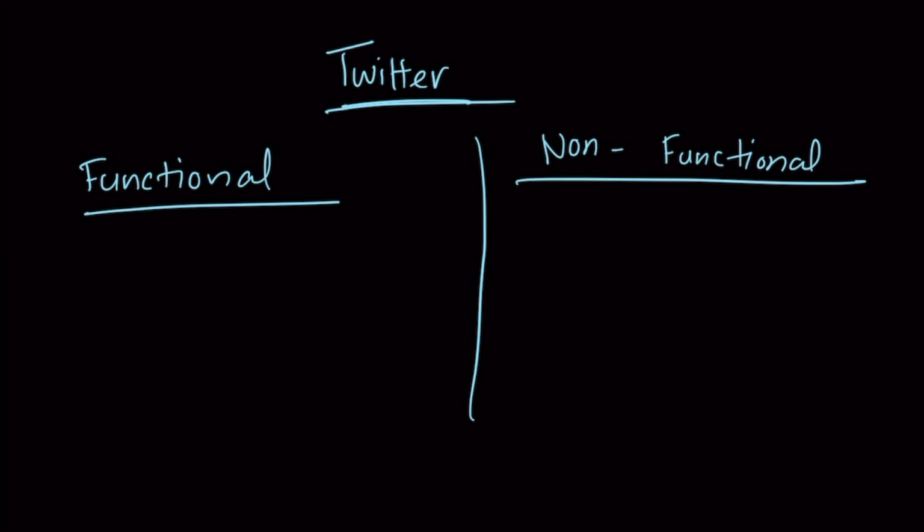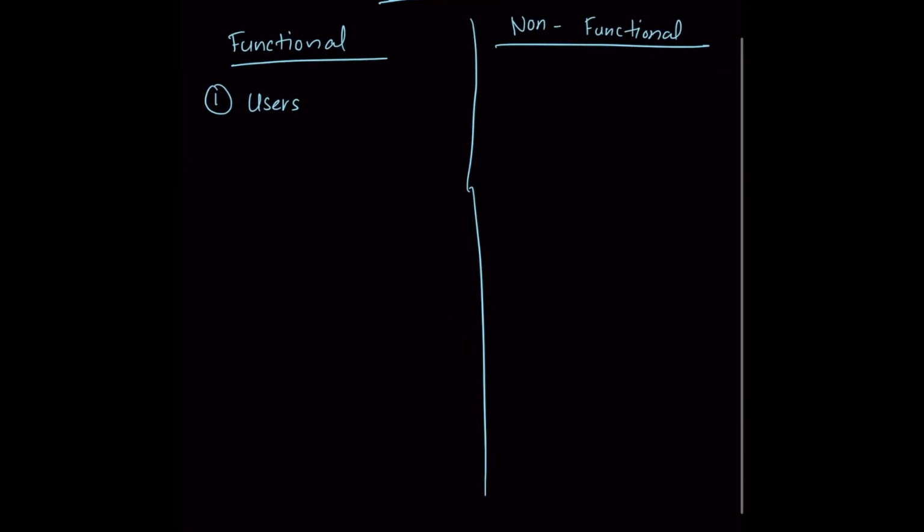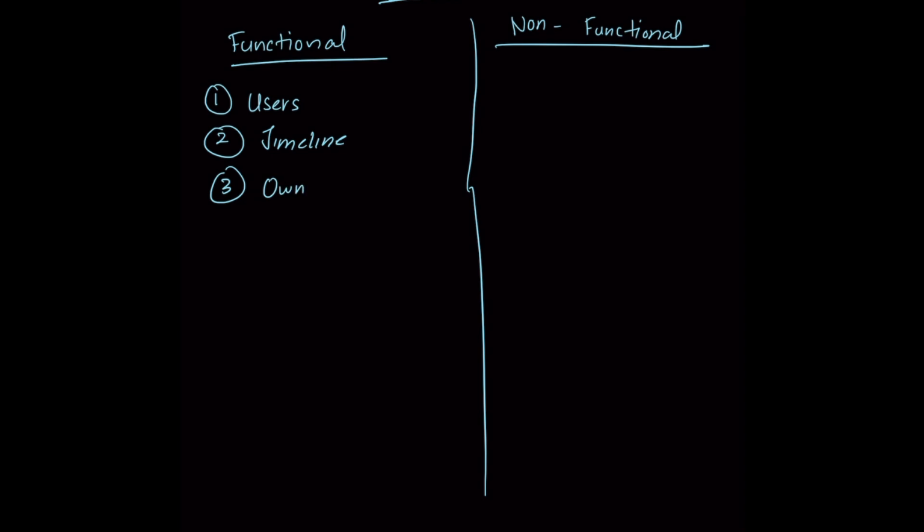I can see that there are users. Okay. And each user has a timeline. You have your own profile. Okay. And a user can follow other users, and other users can follow them.